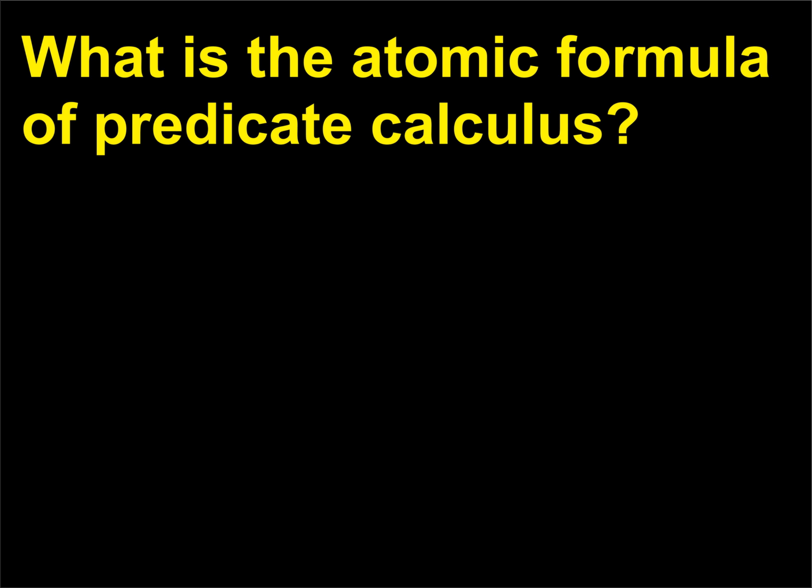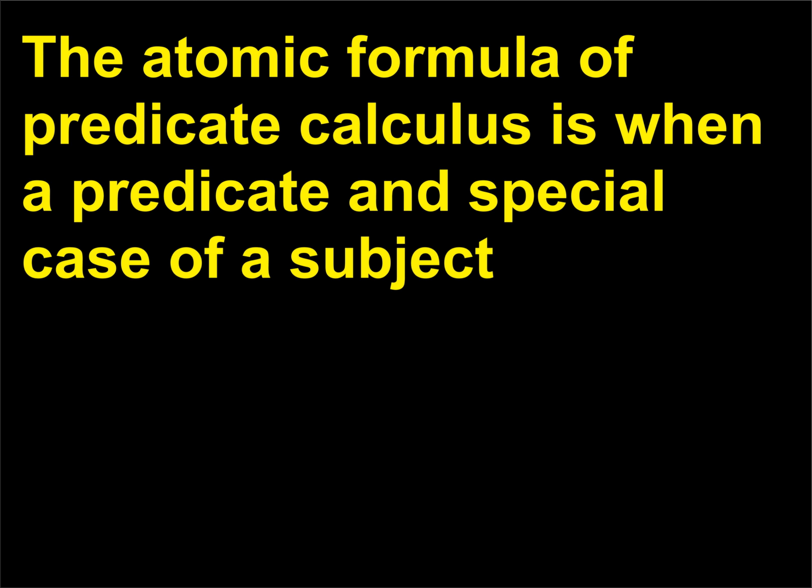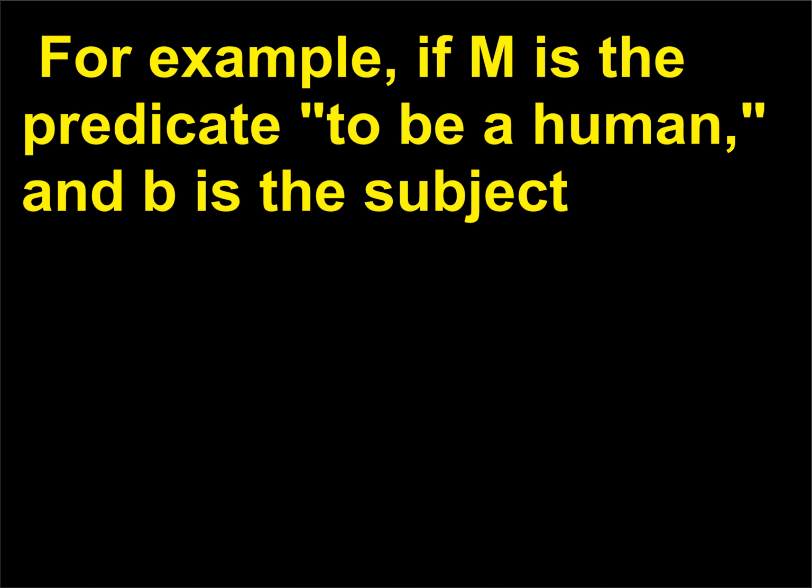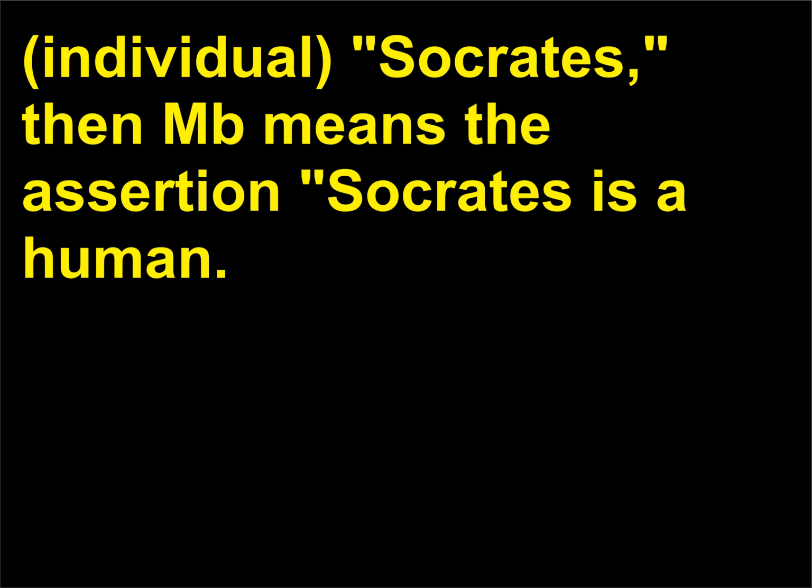What is the atomic formula of predicate calculus? The atomic formula of predicate calculus is when a predicate and a special case of a subject, an individual, are written together. For example, if M is the predicate to be a human, and B is the subject, individual Socrates, then MB means the assertion Socrates is a human.